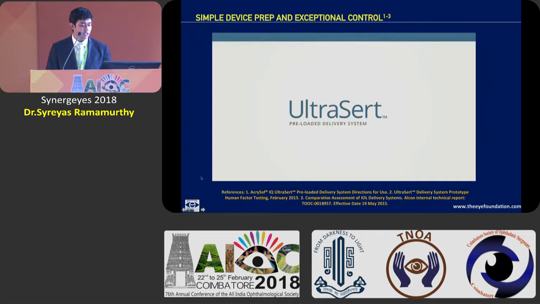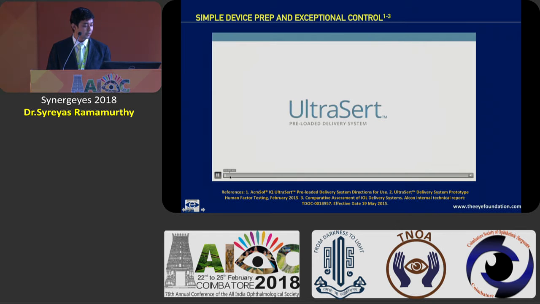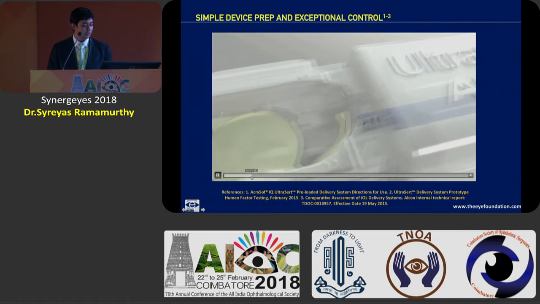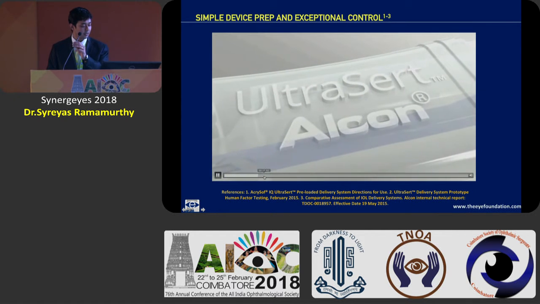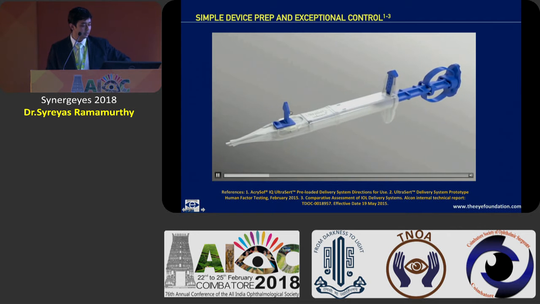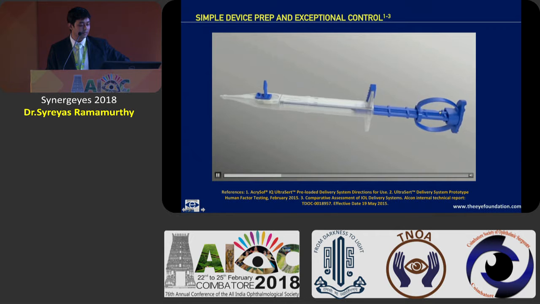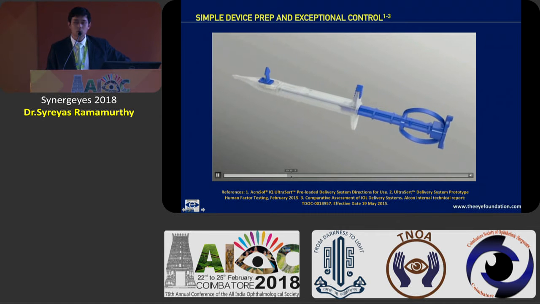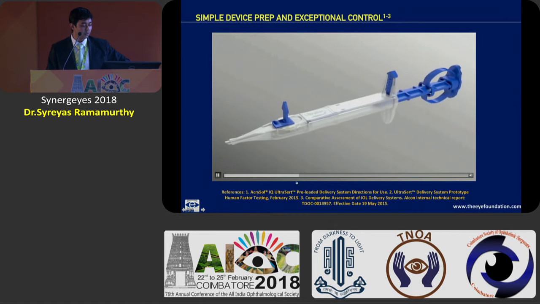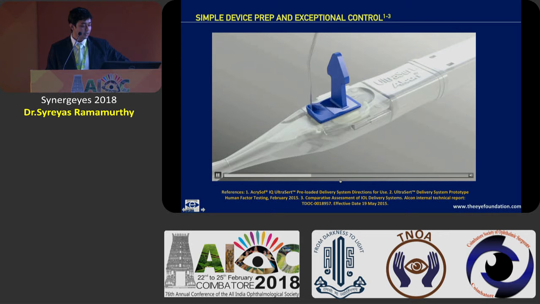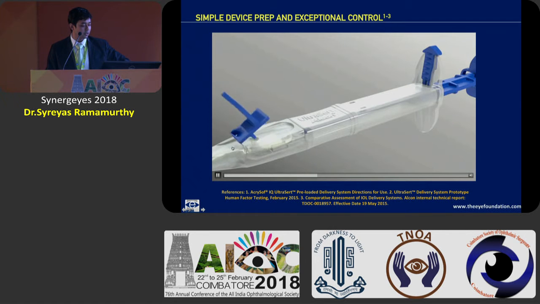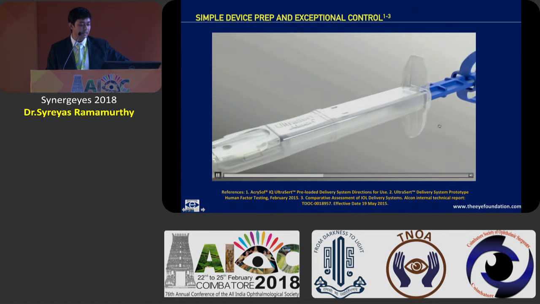So this is a simple video where you have the UltraCert system being shown in a little more detail. It comes in a preloaded system, and you have the nozzle here, the depth guard, the lens stop, the plunger lock, and the tension glide plunger itself. The company recommends that you inject an OVD, preferably Viscoat, into this small cavity that you see here. Once the viscoelastic has advanced, you remove the 2 locks and then advance the plunger.